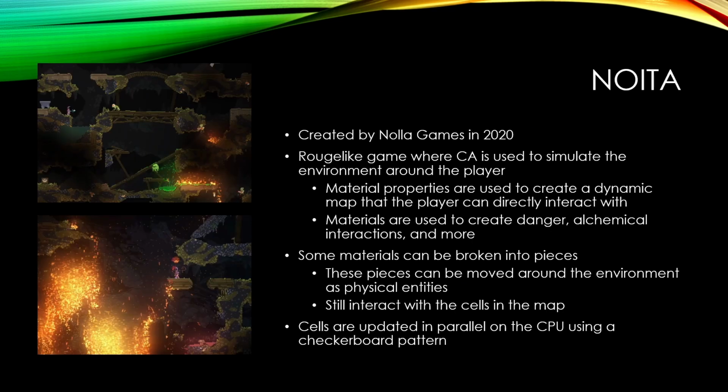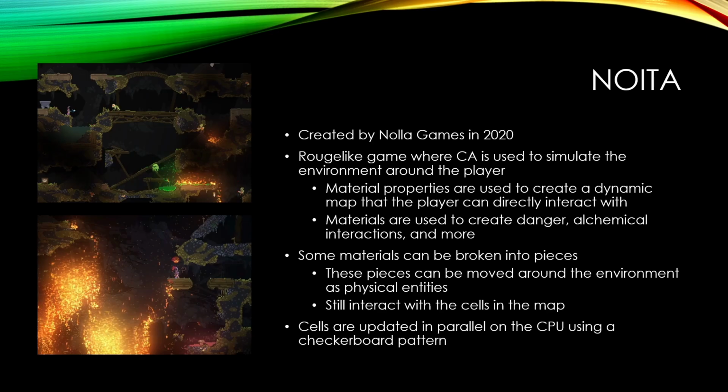The last major example I'd like to highlight is a roguelike game called Noita, released in 2020. Here, it uses cellular automata to simulate all the pixels in the environment around the player, which is used by the gameplay to create danger, allow the player to combine materials to make new ones, or allow the player to shield themselves from danger. This contributes to a very dynamic feeling world where nothing is left the same after the player goes through.